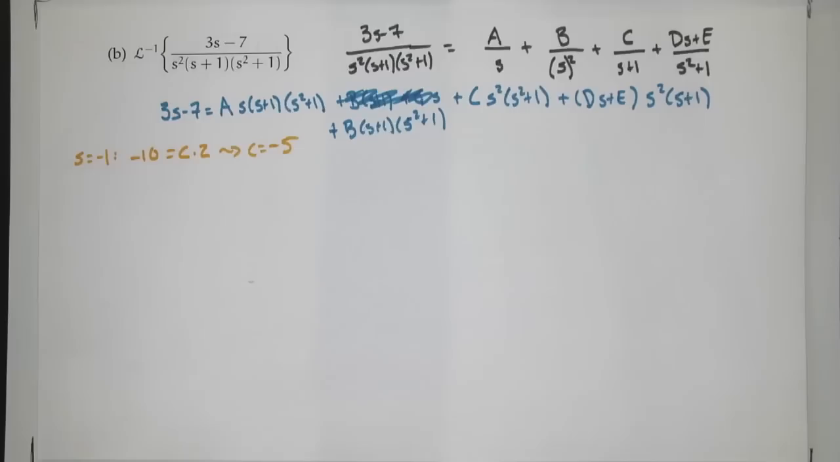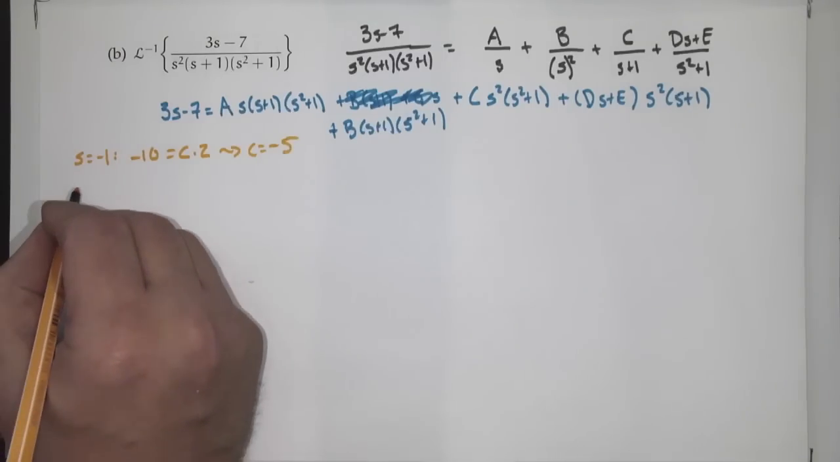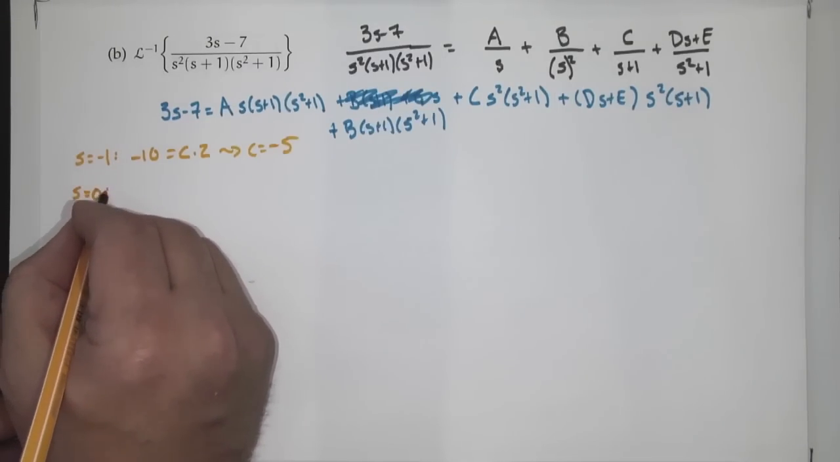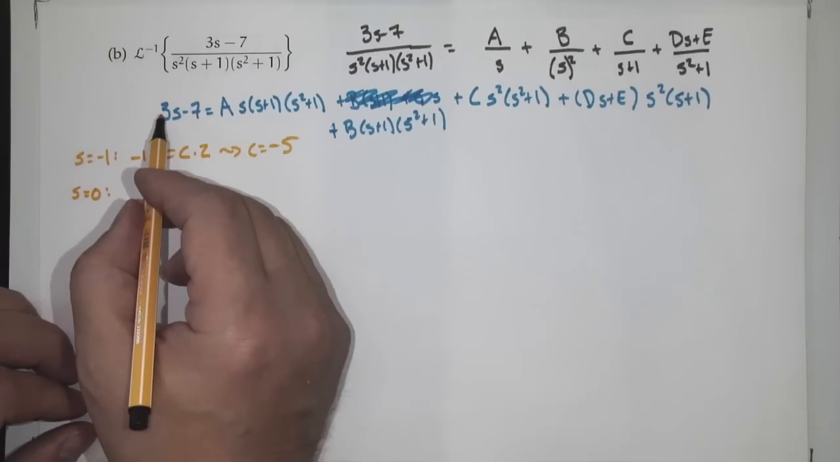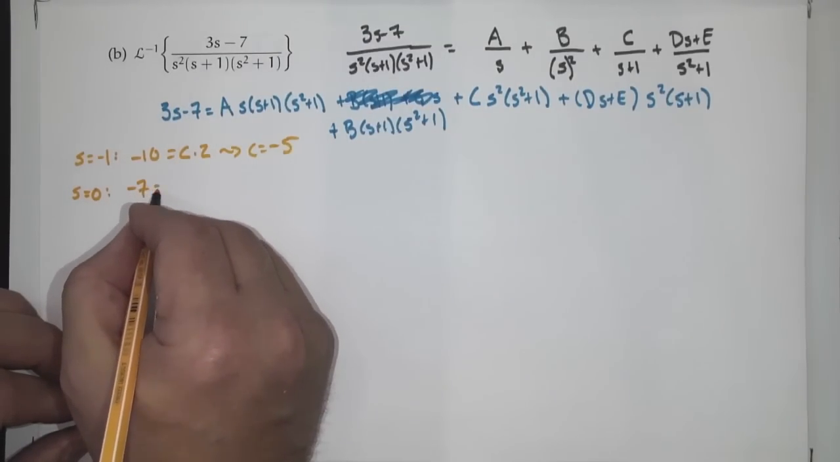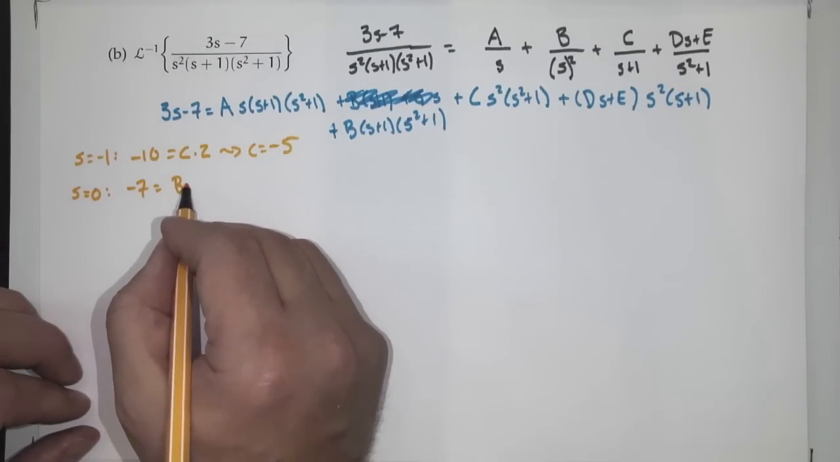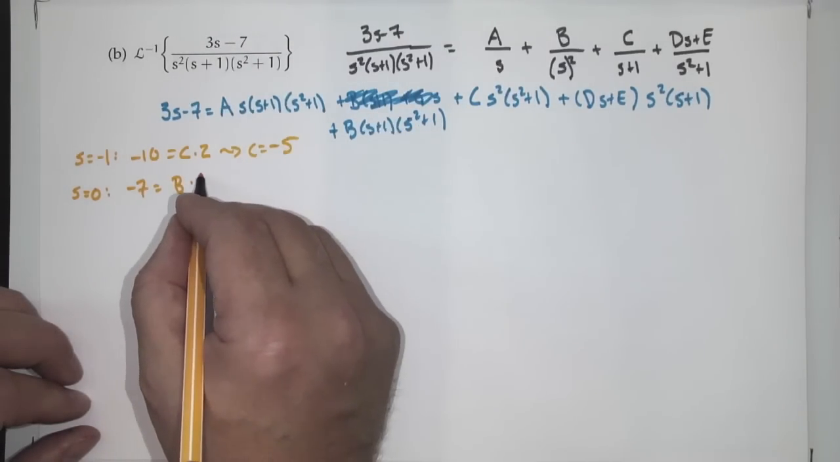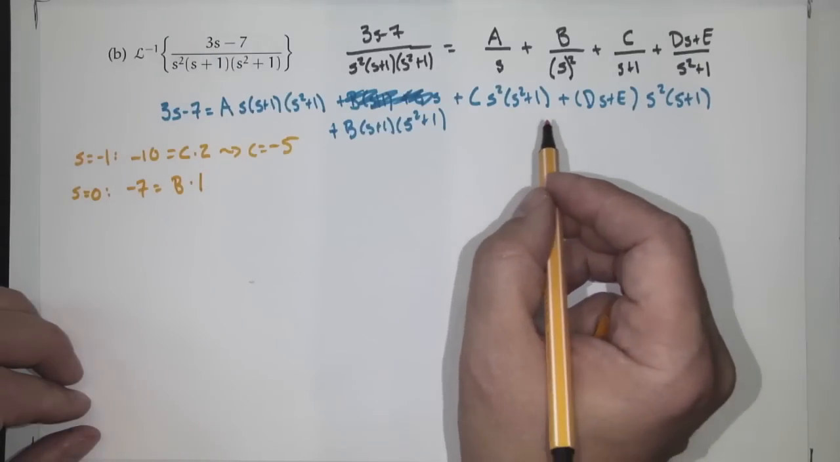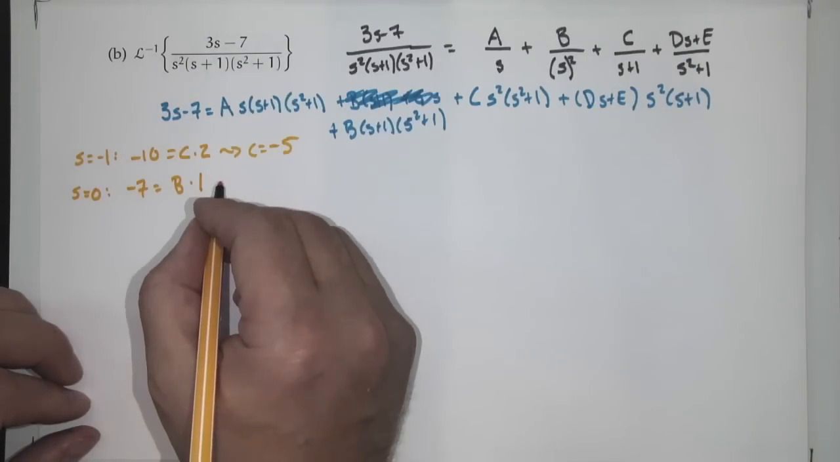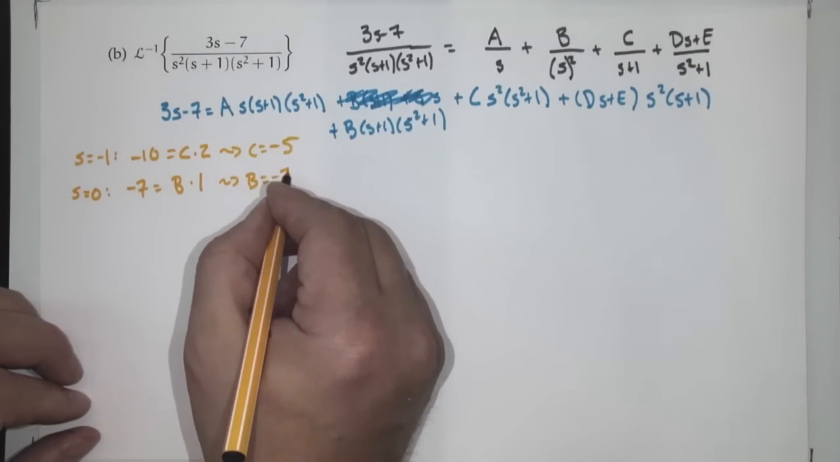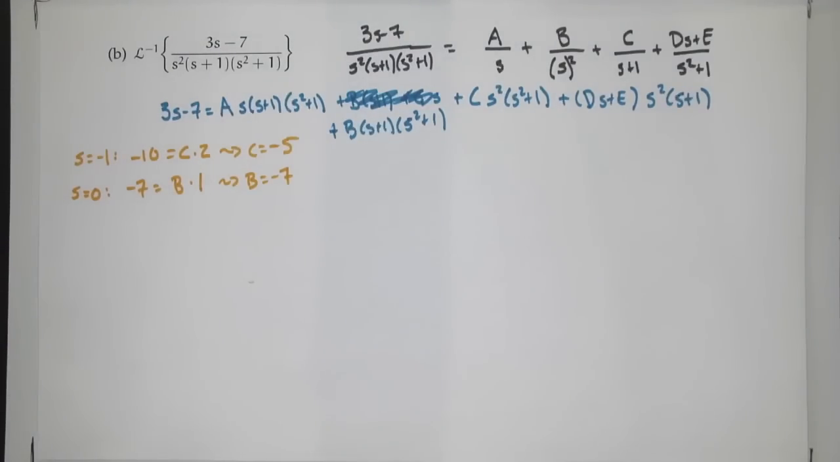Okay, that wasn't hard. Anything else we can do that's easy? Plug in 0. All right, plug in 0. So, what do we get? 0 minus 7 is -7, is 0, plus b times 1 times 1, which is 1, and 0 and 0. Ah, great. B is -7. Wonderful. Okay. Now what?